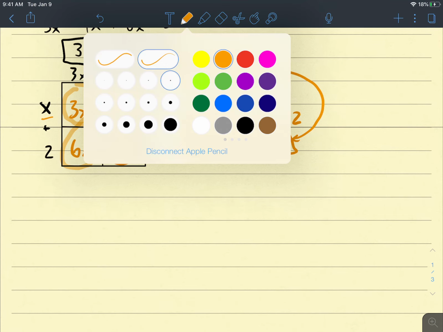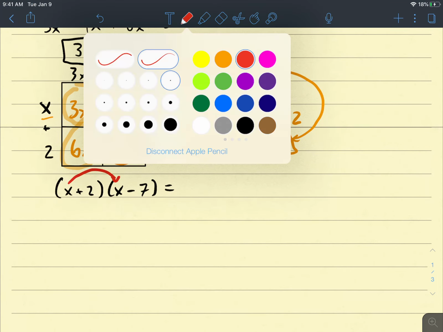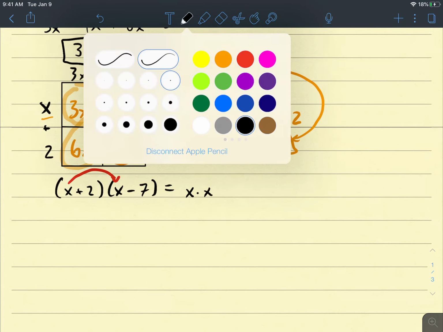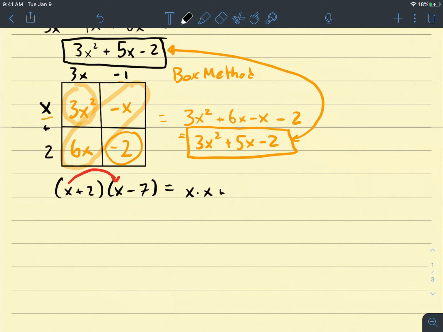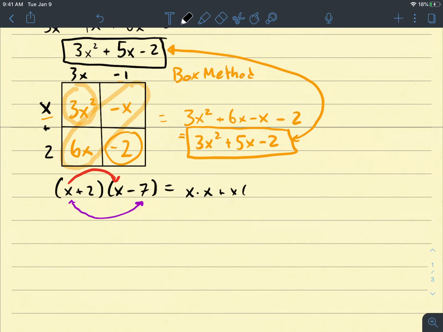And we're going to use the FOIL method. And we're going to have x plus 2 and then x minus 7, alright? So first we're going to do the first numbers, x times x. X times x is x squared. We're just going to write it all out, alright? And then plus, well, now we're going to do the outers. X times negative 7. Now we're going to do the inners.